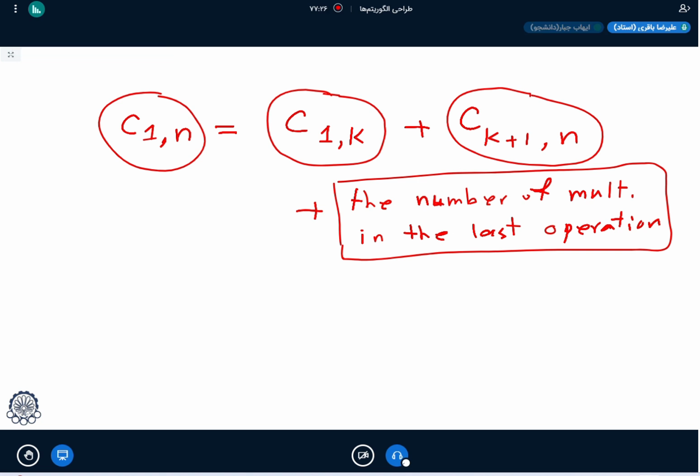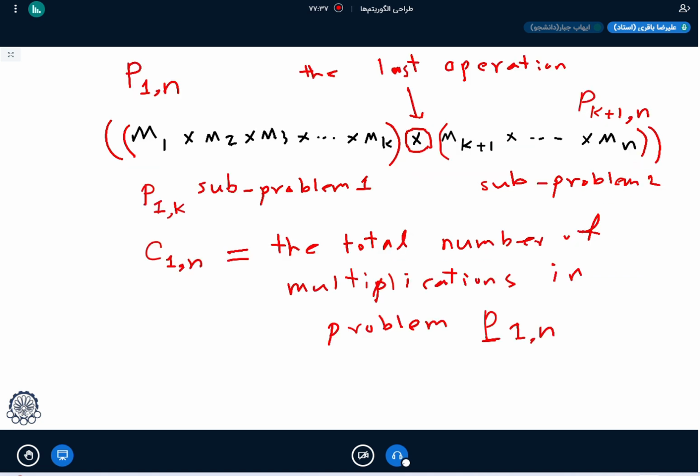Excuse me, doctor. Do you mean by optimal the final or the last multiplication? Does it mean the last operation?